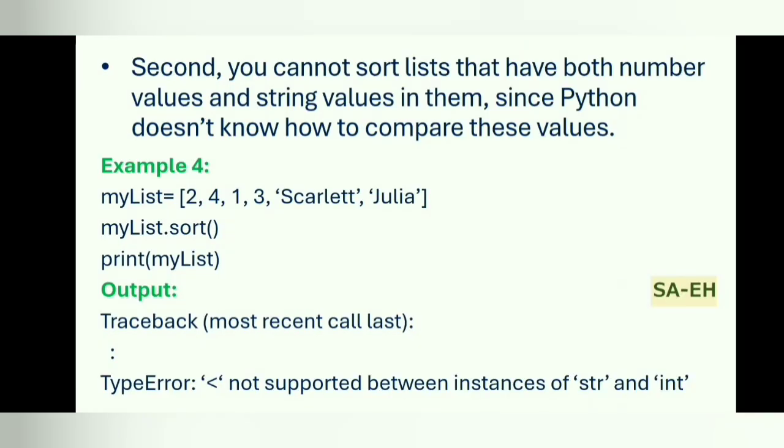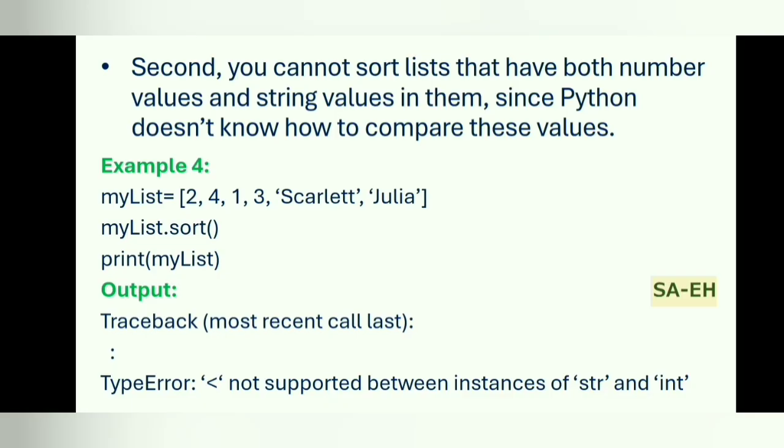Second, you cannot sort lists that have both number values and string values in them, since Python does not know how to compare these values. Example 4. In this example, the first thing I did was create a new list with the 5 elements 2, 4, 1, 3, Scarlet and Julia and assign it to the variable myList. This list has both number values and string values in it. In the next statement, I call the list.sort method.